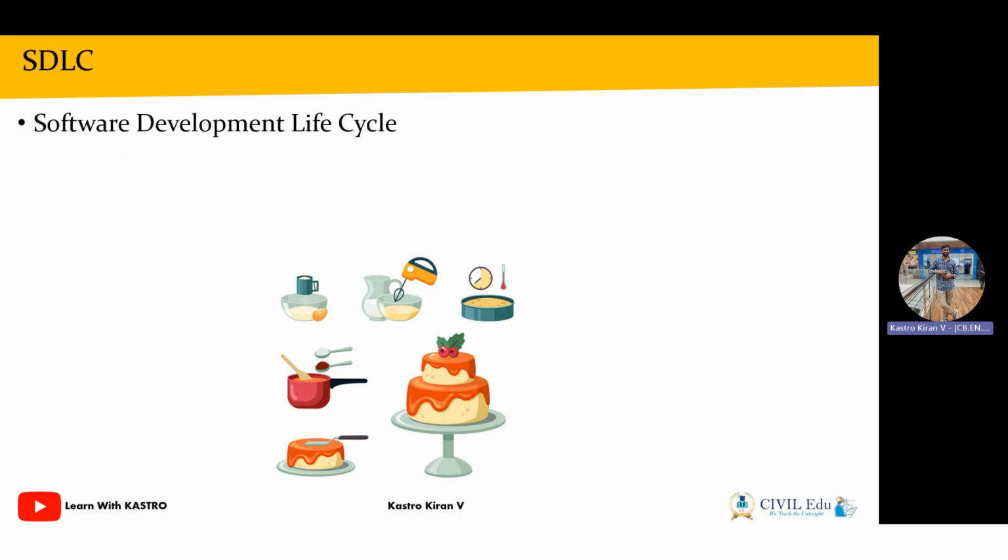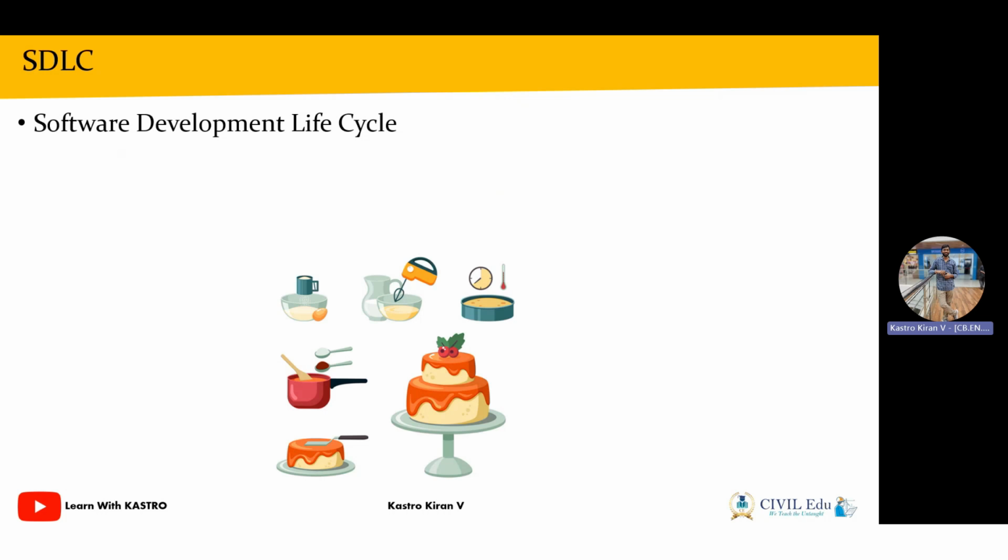Suppose, let's say, you want to make a cake. What are the different steps that are involved? First, you have to gather the required items, and then you have to prepare the batter, and then you have to add some additional materials. And once you add the additional or flavored materials, then you are going to get the final cake.